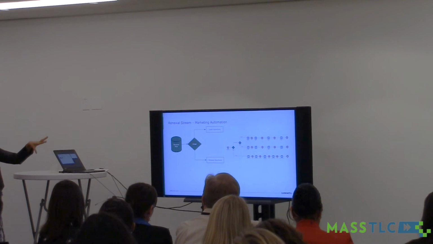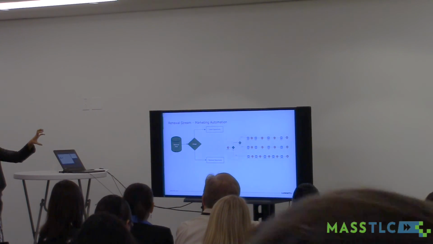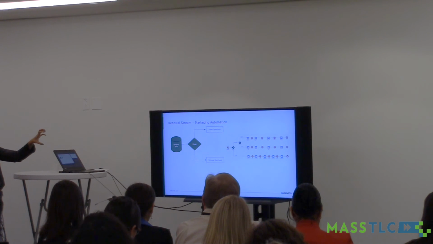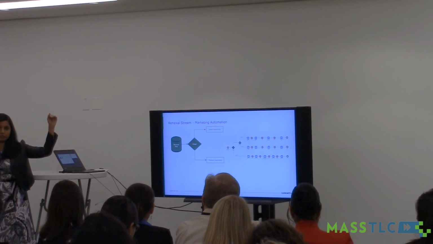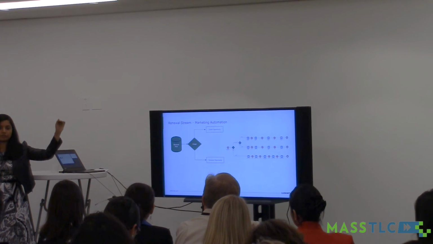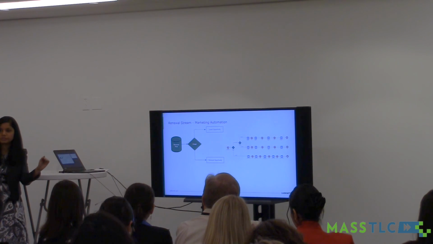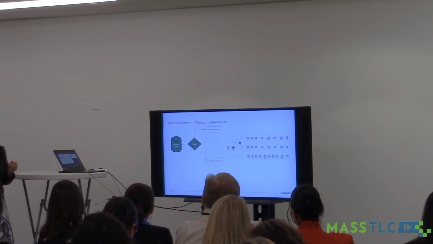So in the renewal pool, if there are 100 people up for renewal, we target probably 80 to 85% for renewal, but there are 10 to 15% of people we target specifically for upsell. Okay?